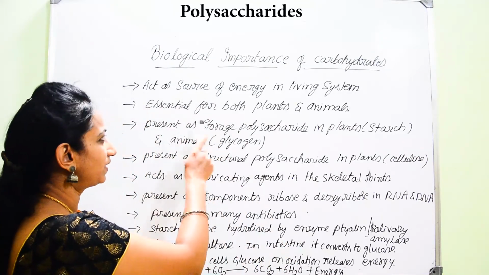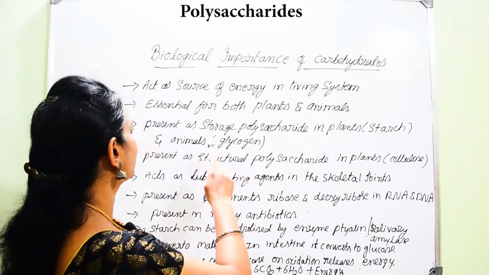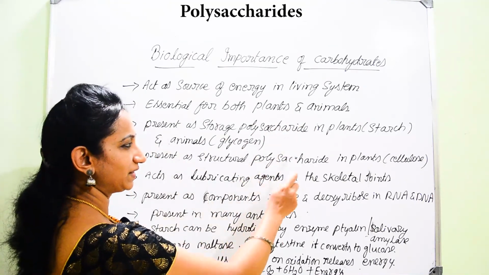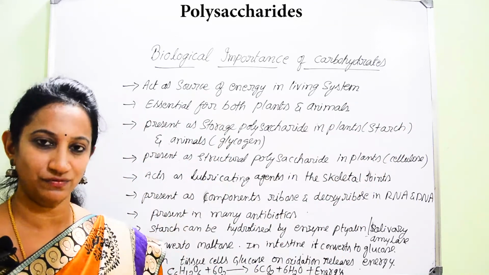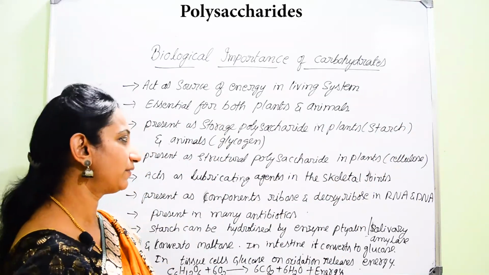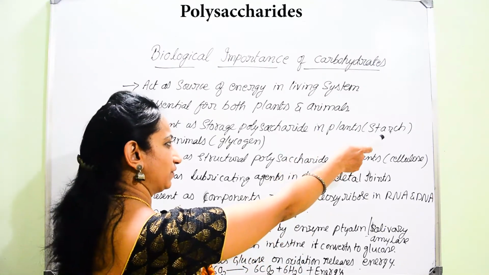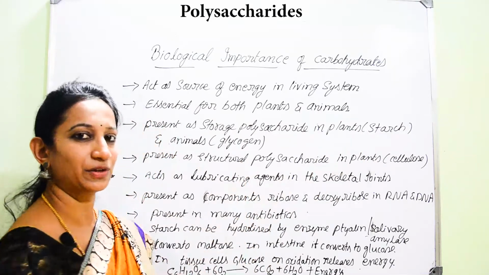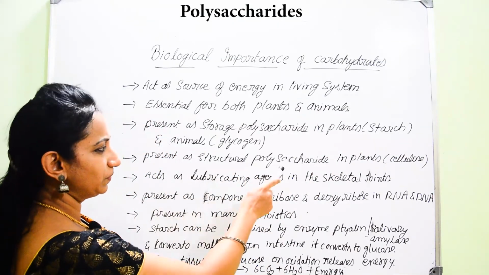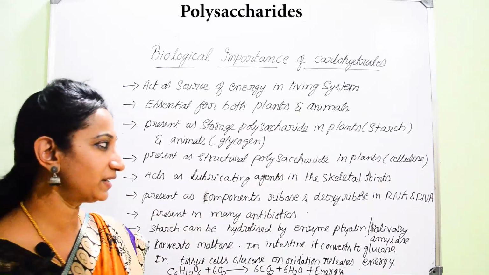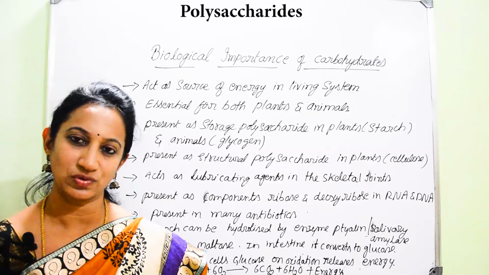They are essential for both plants as well as animals, because they are present as storage polysaccharides in plants in the form of starch, and in animals in the form of glycogen. Whenever energy is needed, they take the help of this reserved food in the form of starch and glycogen. And the structural polysaccharide present in plants is cellulose.